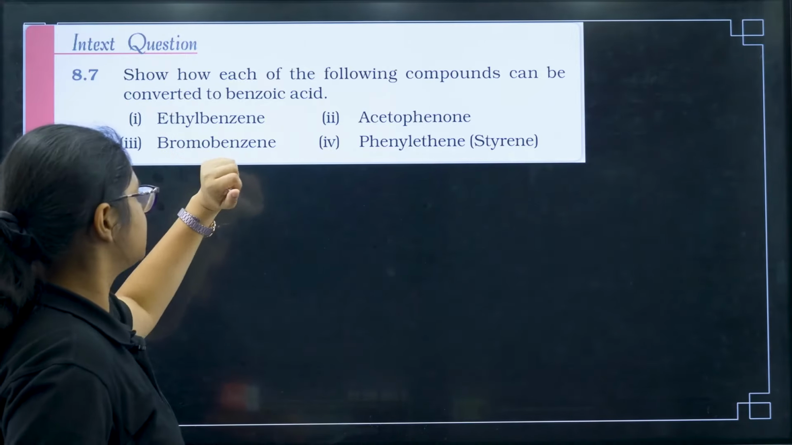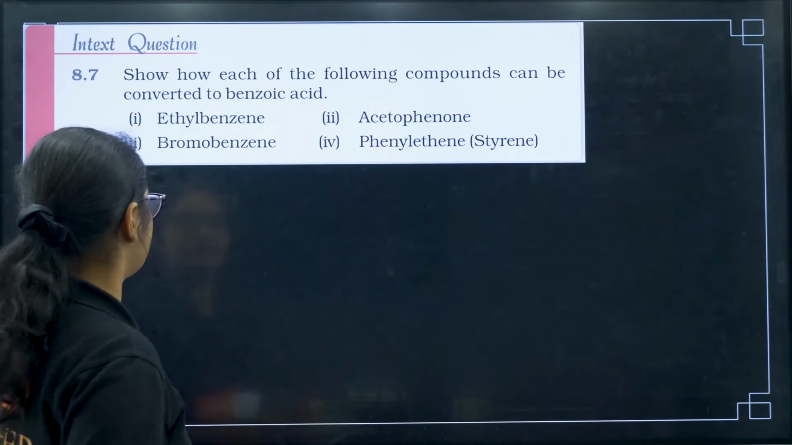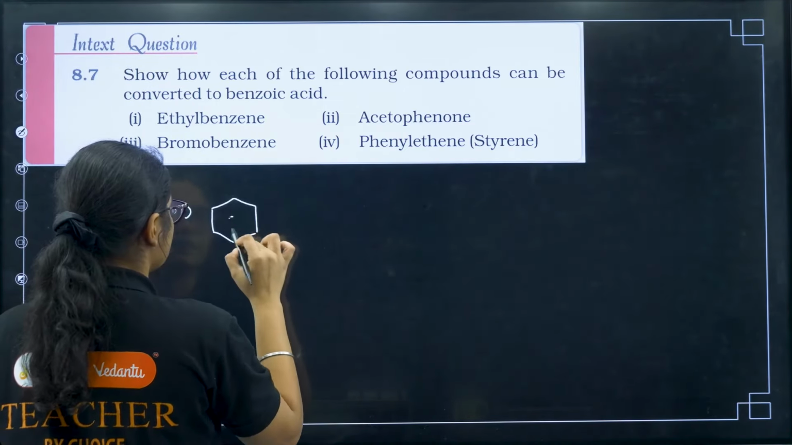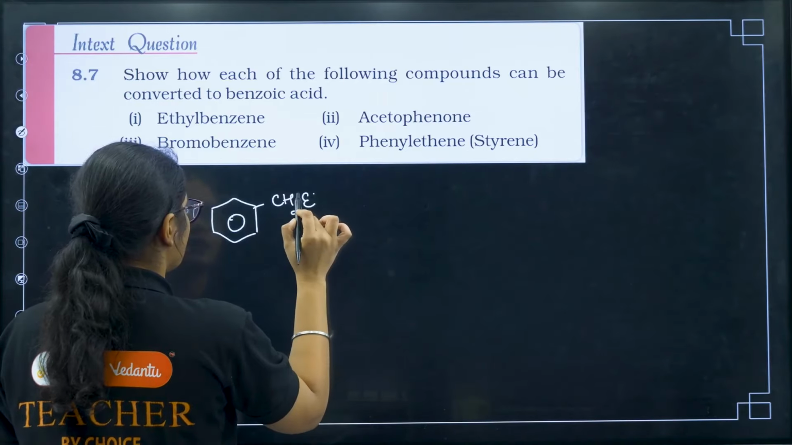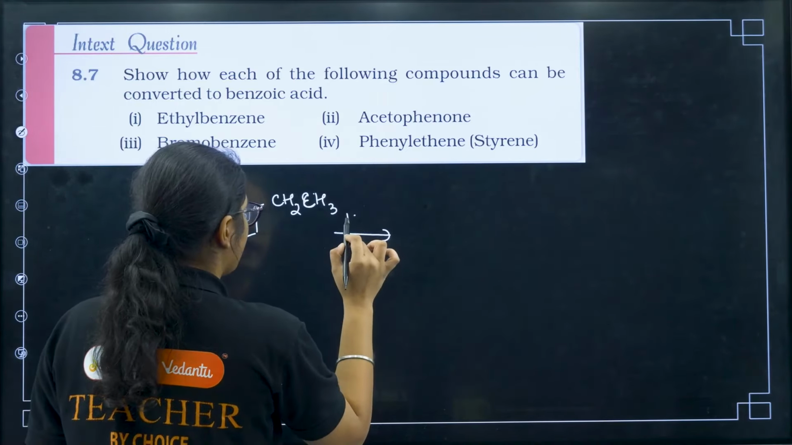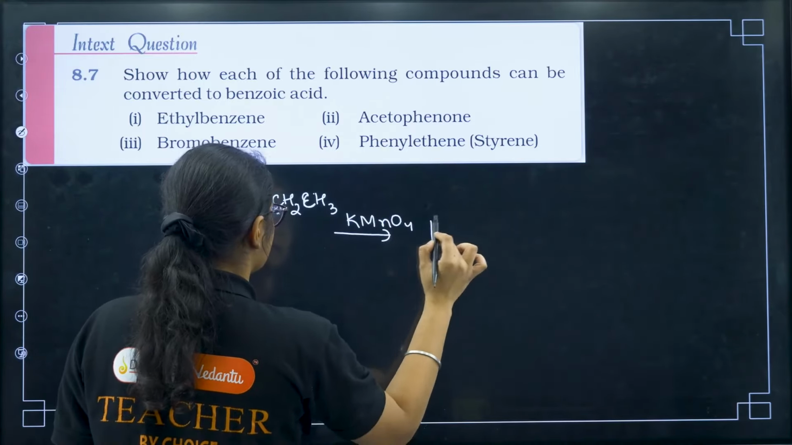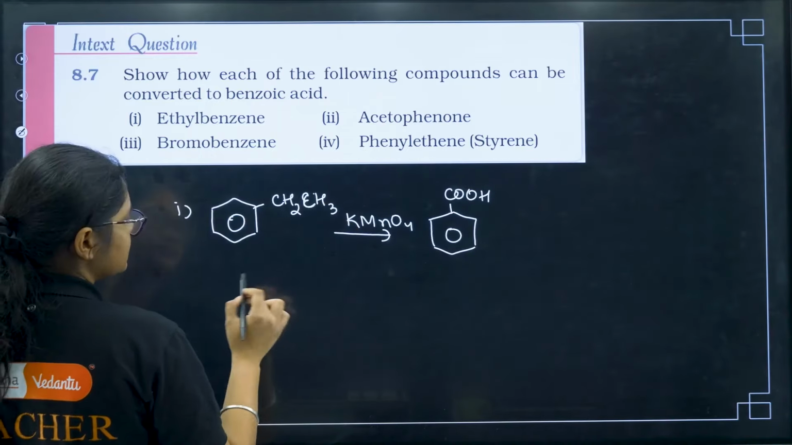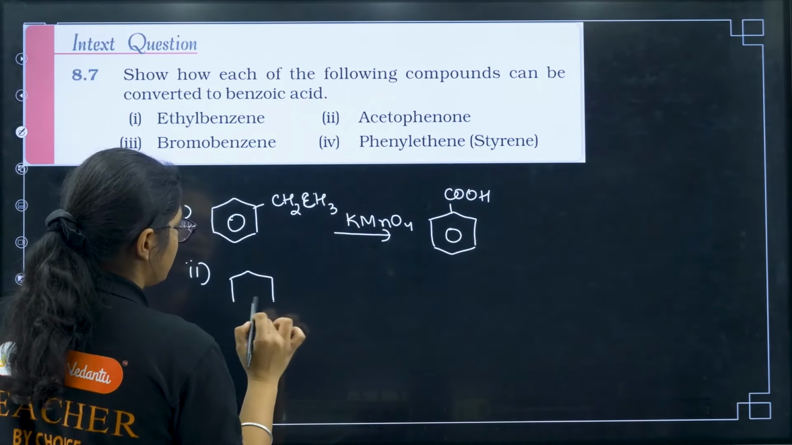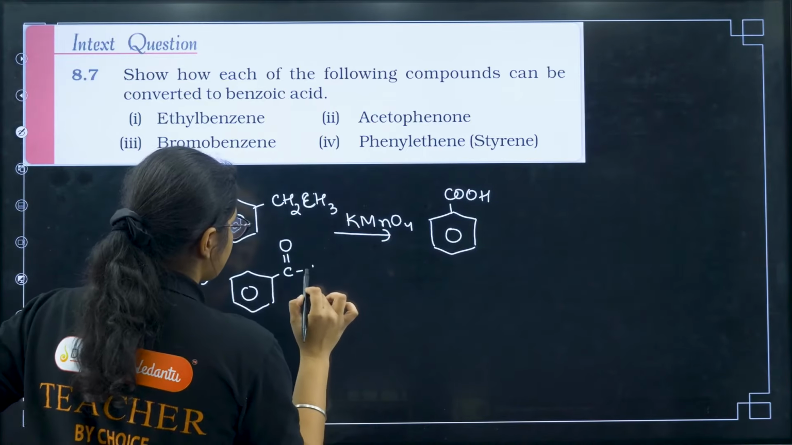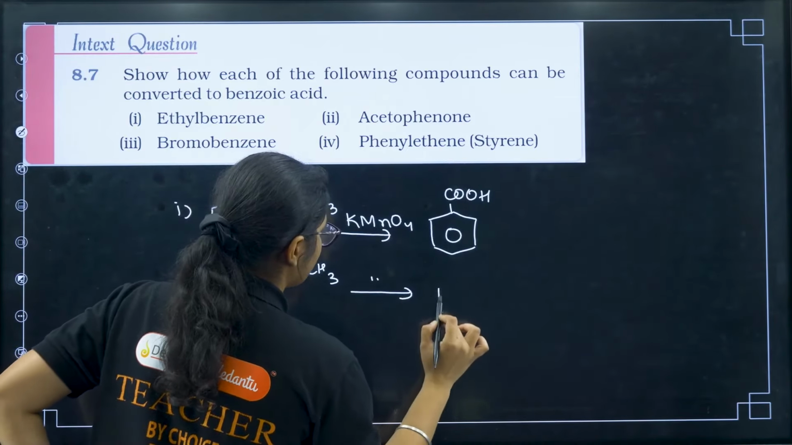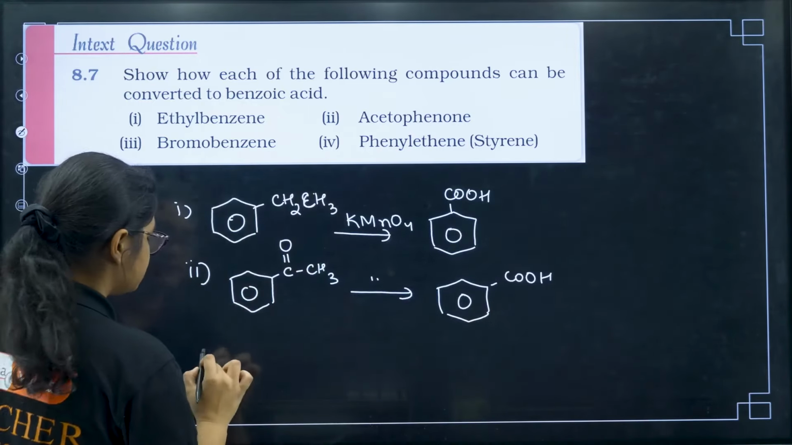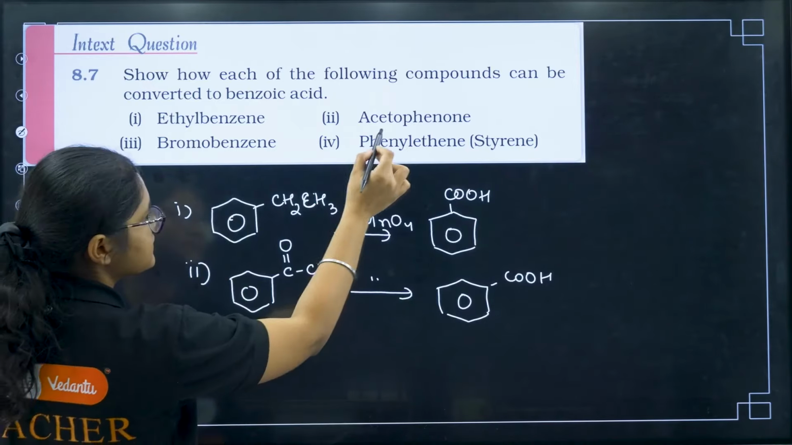First of all, ethyl benzene, how will you convert it to benzoic acid? Simple, by treatment with KMnO4, right? So if you have ethyl benzene and you treat it with KMnO4, you will get the acid here. Next, second one, acetophenone, you can do the same way. You take this one and treat it with KMnO4 and you get COOH here.